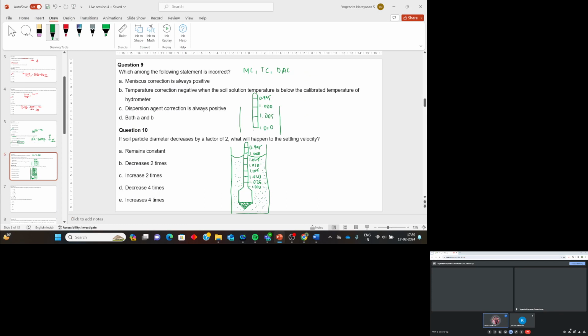Now, here there will be three corrections. First, let us see meniscus correction. Meniscus is this one. If you zoom it out, it will be like this, right? Now the actual level of water is what I draw with the dotted lines. The actual reading. Please follow me step by step. But the reading you see will be this one. Are you able to get it?